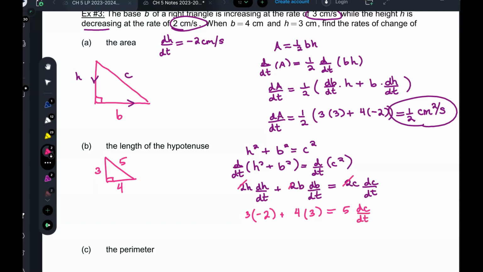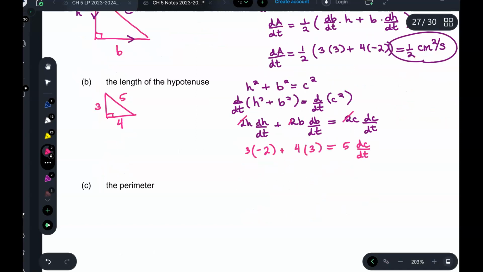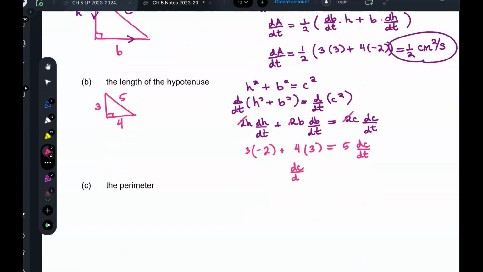dC dt is what I'm looking for. So divide it all by 5. This is negative 6 plus 12, so 6 over 5, 6 fifths. So dC dt is 6/5, and this is centimeters per second because it's the length of the hypotenuse.